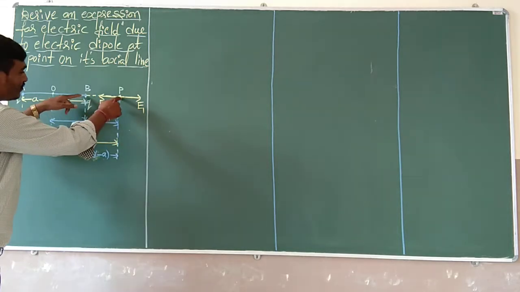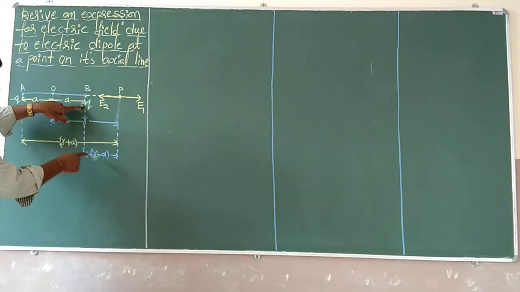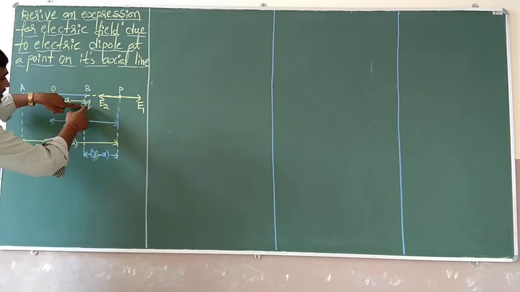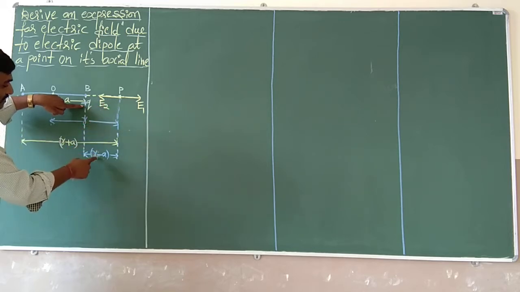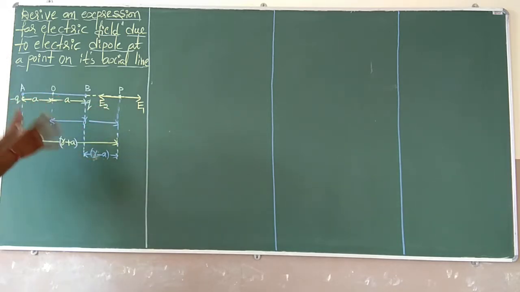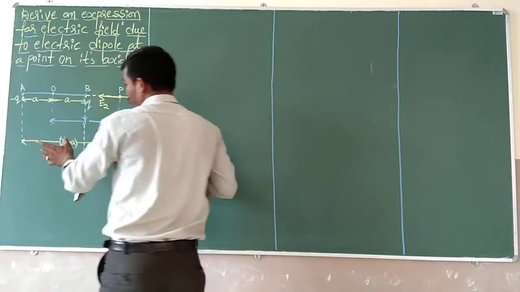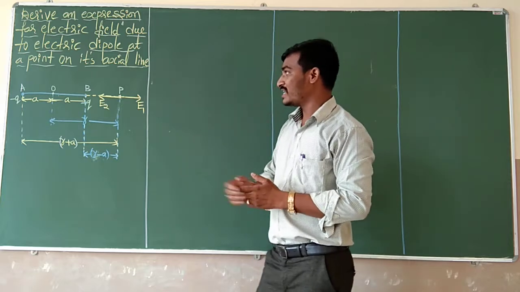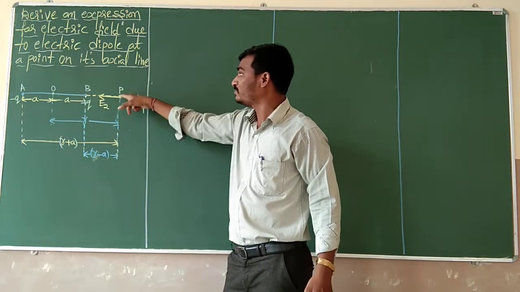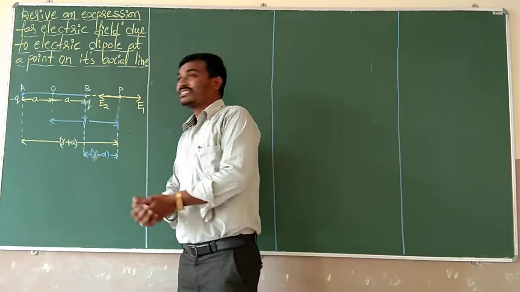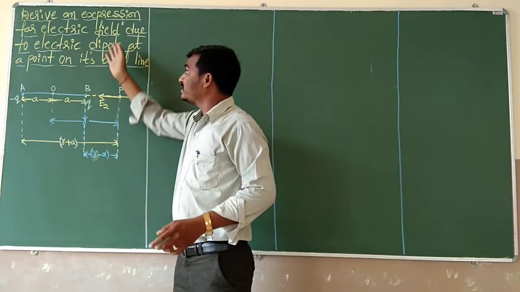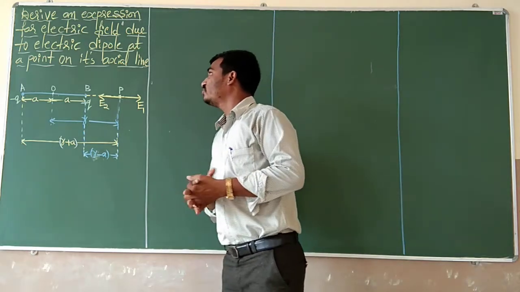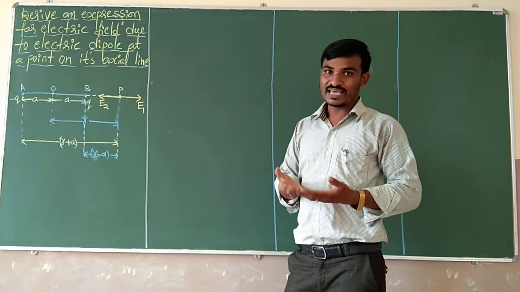Similarly, the distance from the positive charge to the point P is r minus a, because from here to here it is r, but it is a short, right? From plus q to P, that is r minus a. So you have to concentrate here to write the distances from the negative charge as well as the positive charge, as well as from the center of the dipole axis to the point P. Then easily we can explain the whole concept in deriving the expression for electric field due to an electric dipole at a point on its axial line.